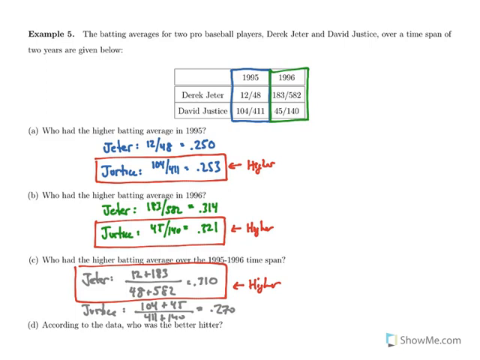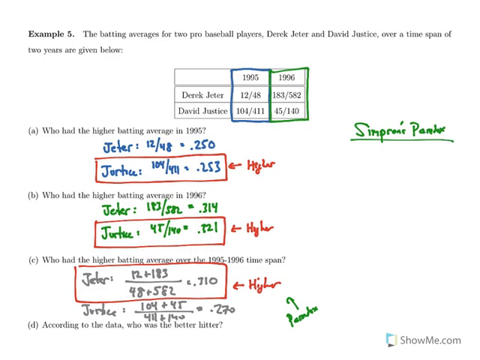And this is weird. This is a paradox here. How could he be worse in both seasons, but then be better overall? And this is actually what's known as Simpson's paradox. And we can talk about why it's true as well.